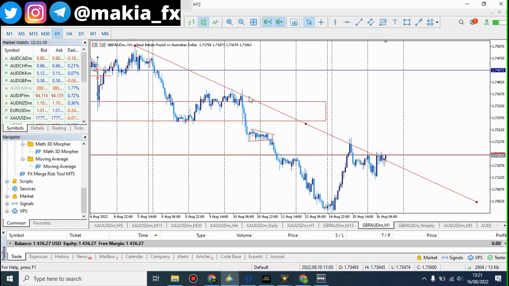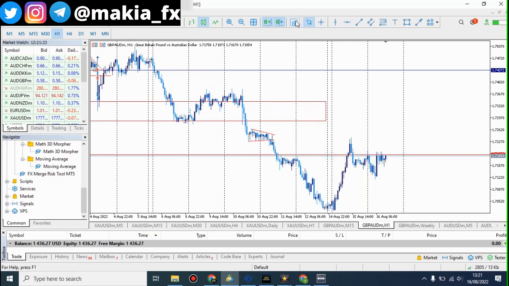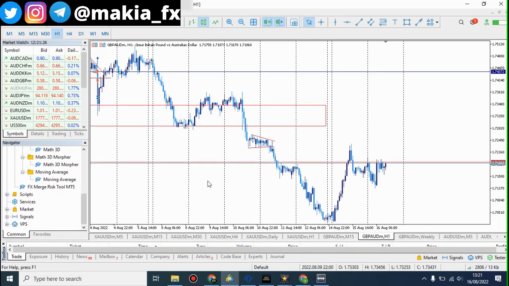Let me just try to organize it again. Let me delete it and do it again. You click the trend line tool, you start from the very tip at this point, you draw it down to the next point, and it goes like that. So this is the trend line.